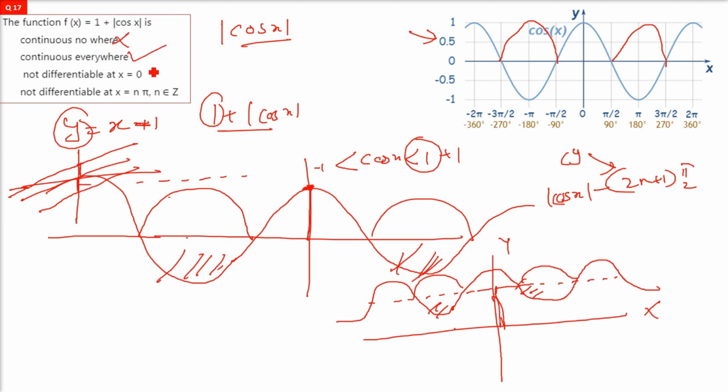Continuous everywhere is the only answer, because not differentiable at x equal to 0? No, it is differentiable. You see at x equal to 0, it is showing very good differentiability. At x equal to n pi also it shows good differentiability. Only at 2n plus 1 pi by 2 is there no differentiability. So of all these options, only the second option is correct: it is continuous everywhere. These all are wrong. The second option is correct. So this is how this question is done.